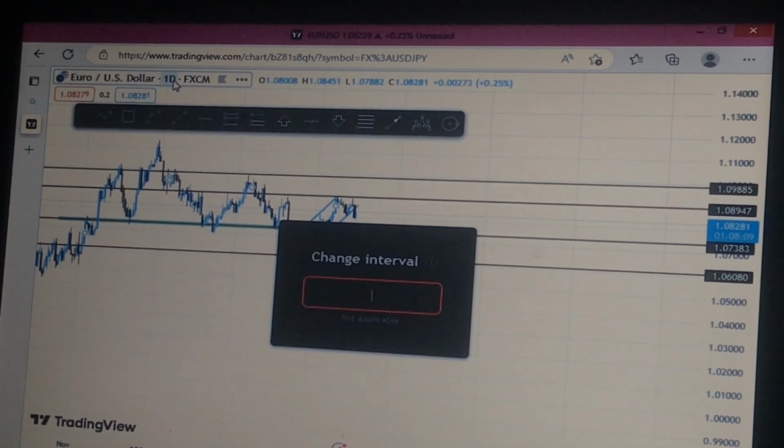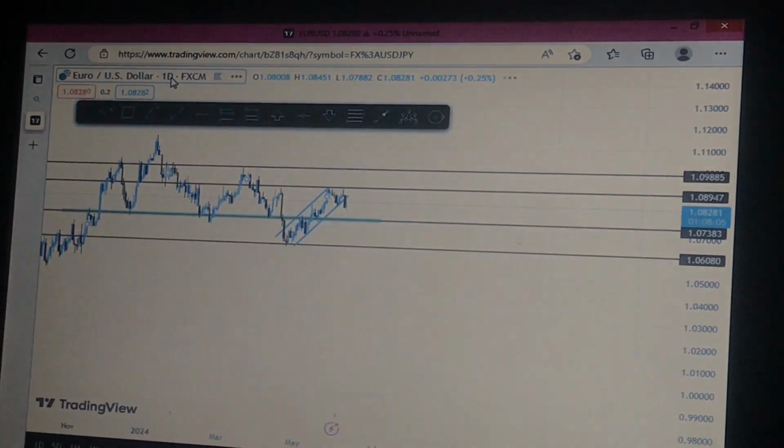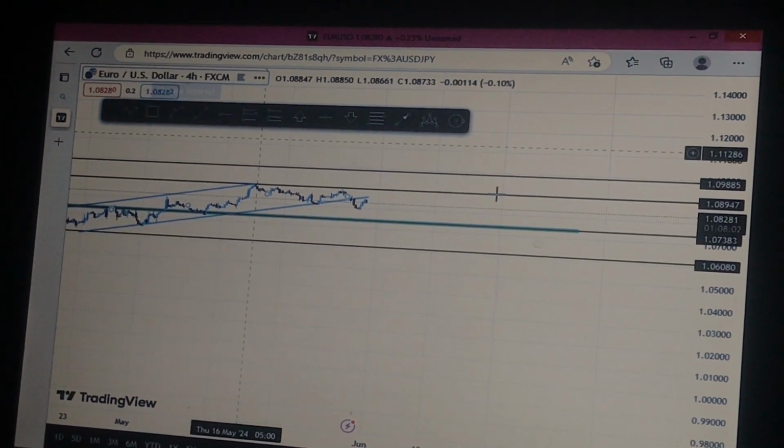I'm done on my daily, so I went to my 4-hour time frame.